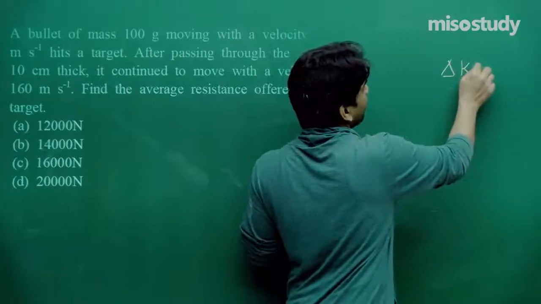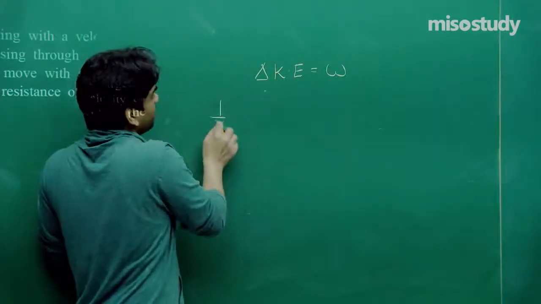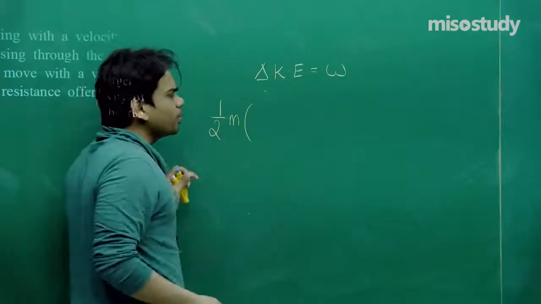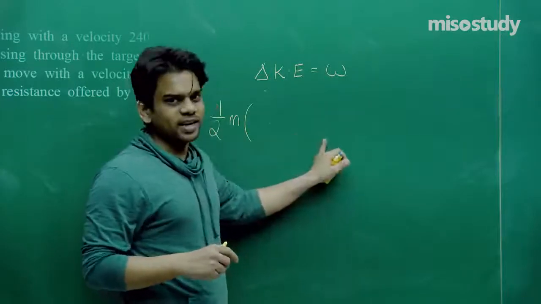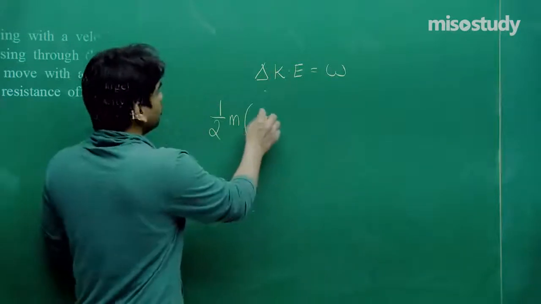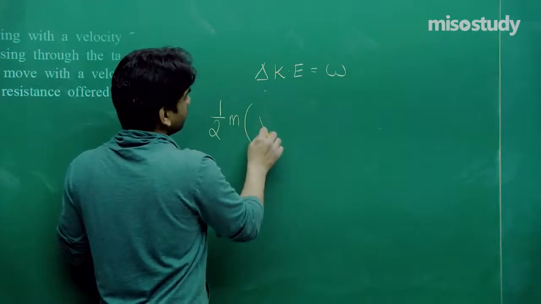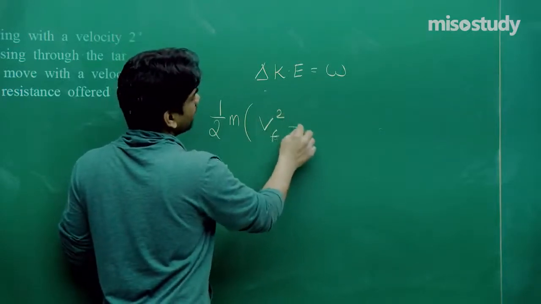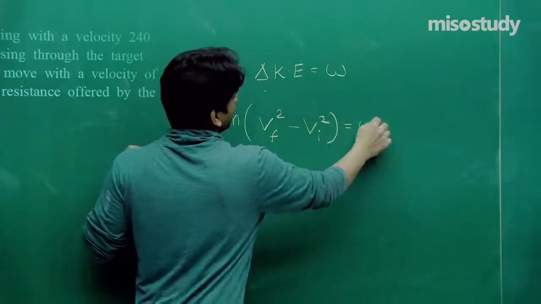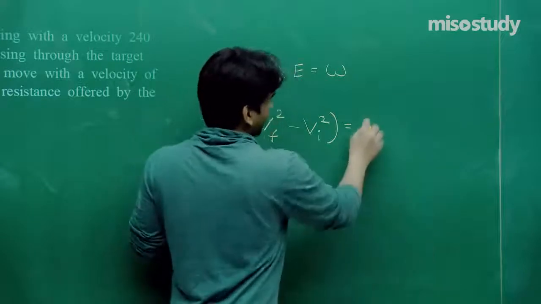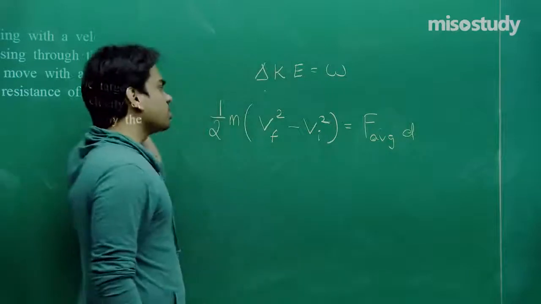Change in kinetic energy is equal to work done, and change in kinetic energy will be half m. Now we will be talking about initial kinetic energy, because the kinetic energy is reduced. So I will be subtracting initial kinetic energy minus final kinetic energy. That will be the loss in kinetic energy. So let me write down the entire equation first: half m, final velocity whole square minus initial velocity whole square, where the variables have their usual meaning. Work done, F average into d, the displacement that has occurred in the block.